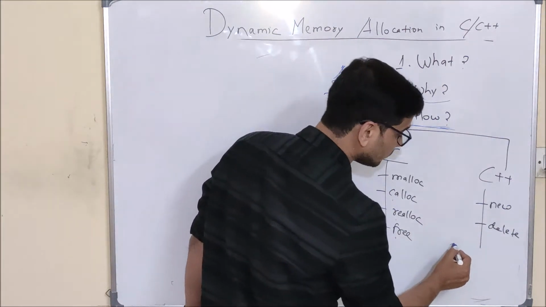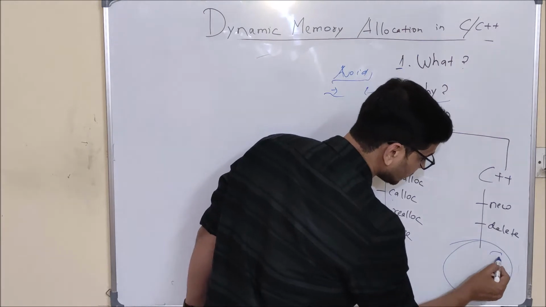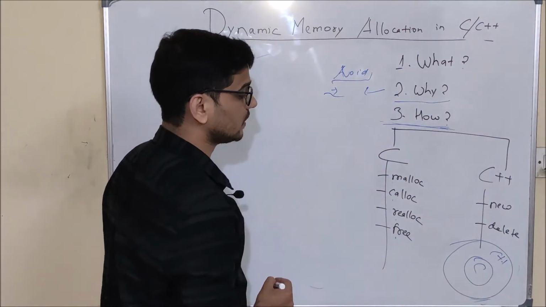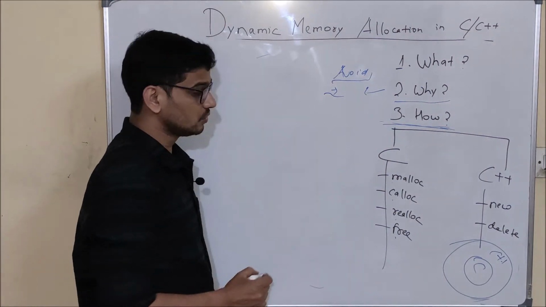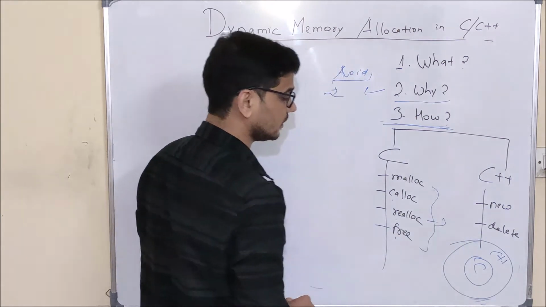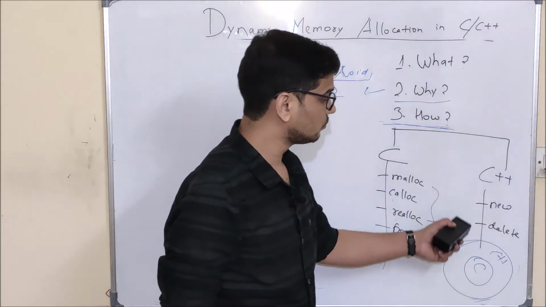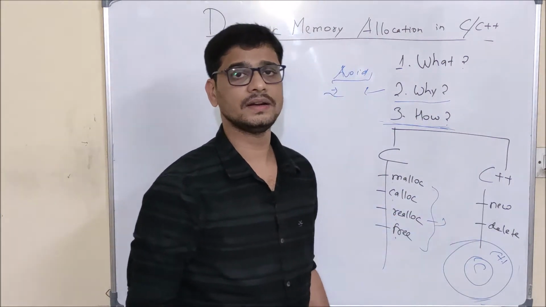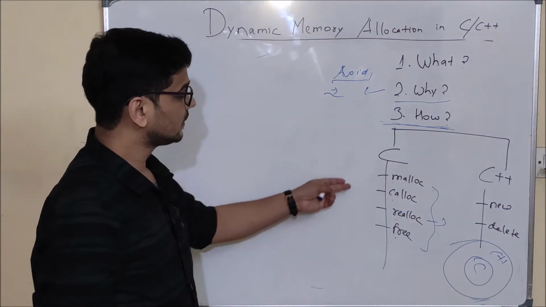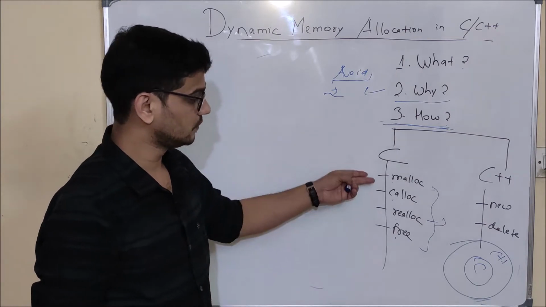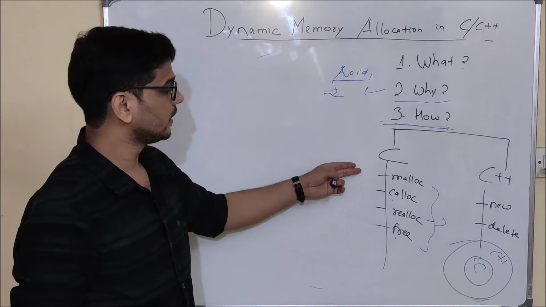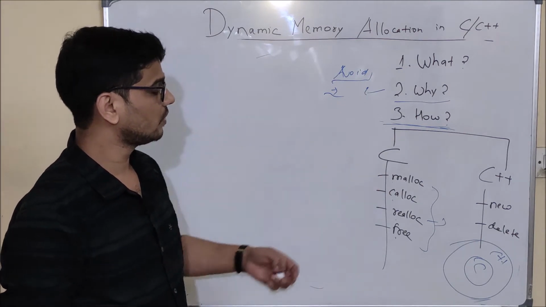And one more thing friends, this is our C++ and this is our C. That means C++ is a superset of the C language. So we can use all of these in C++ also, but we usually don't. We use new and delete in C++. Now what I will do today is give you a brief about these four, and after that these two. And in the next video we are going to see detailed examples of all of these.